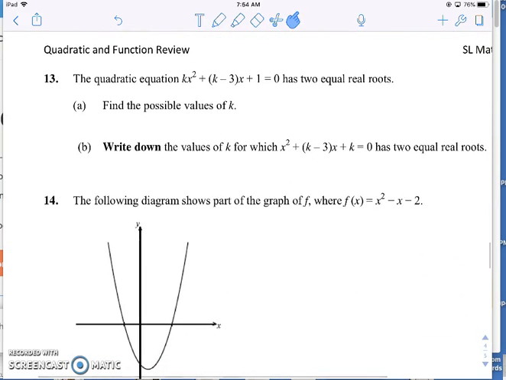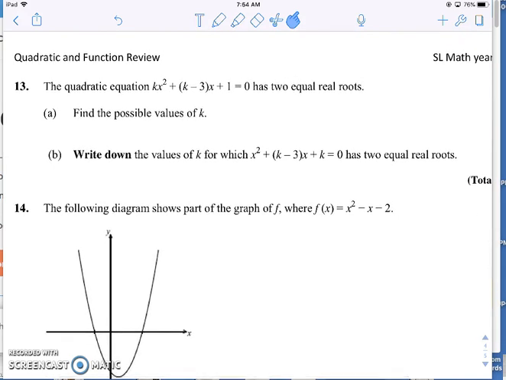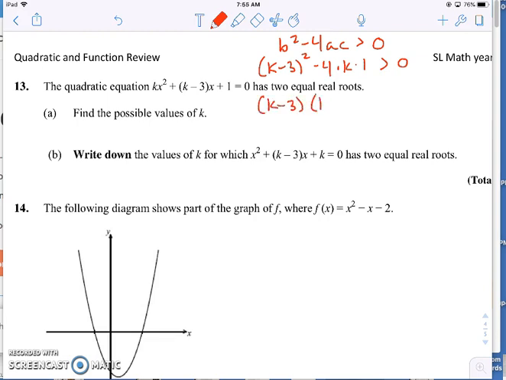So number 13. I think I might just get some of these started for you here, and then you can finish it. If it has two real roots, b squared minus 4ac is greater than 0. So our b value, k minus 3 squared, minus 4 times k times 1 is greater than 0. So you're going to have to solve this one. You've got a quadratic, so you're going to have to multiply it out and see when it's greater than 0. And I'll leave that for you to do.